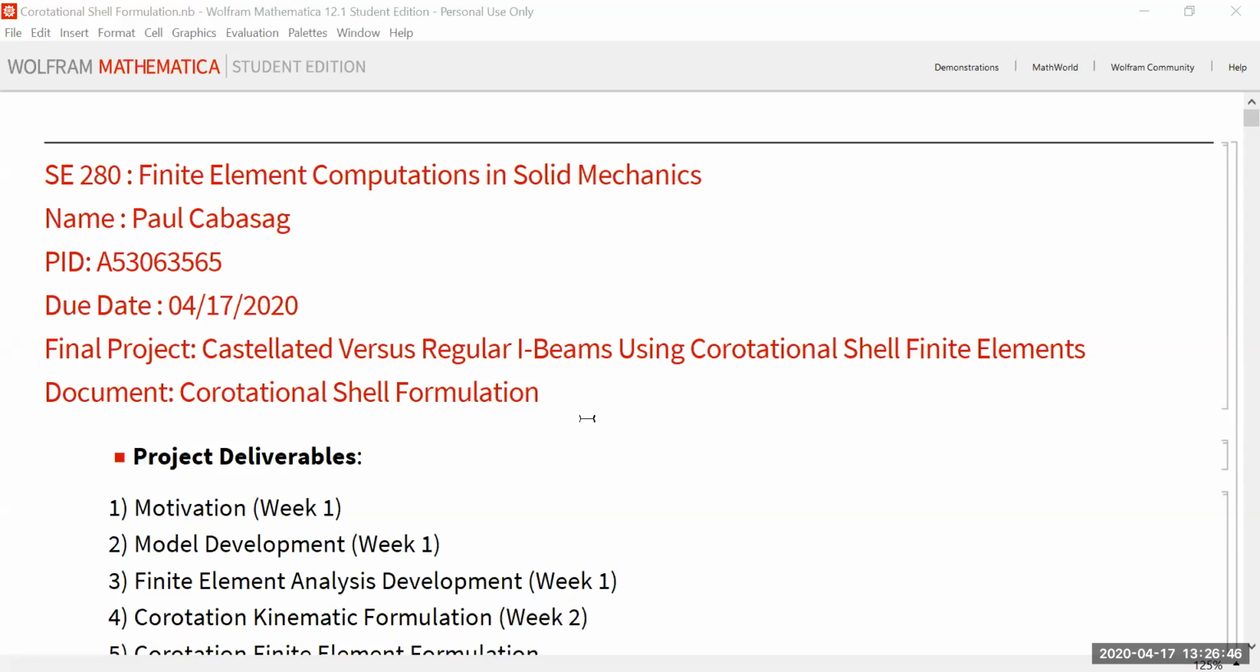I think just to show a better presentation, I just wanted to use my notebook. If you recall, my finite element project was to formulate a corotational shell, and then to apply that to analyze castellated versus regular I-beams.